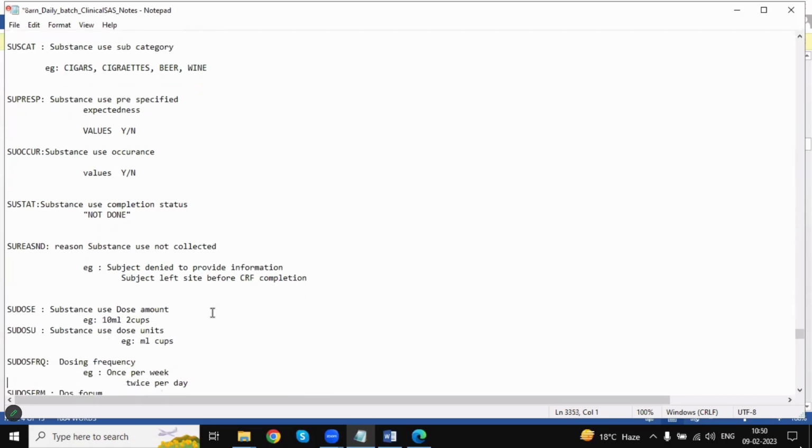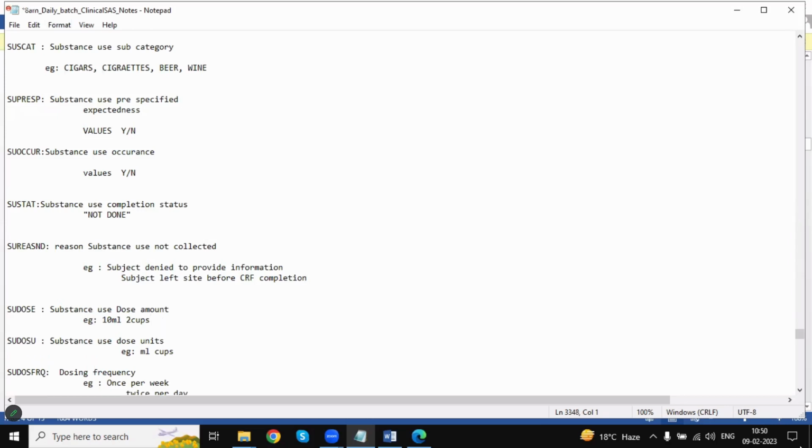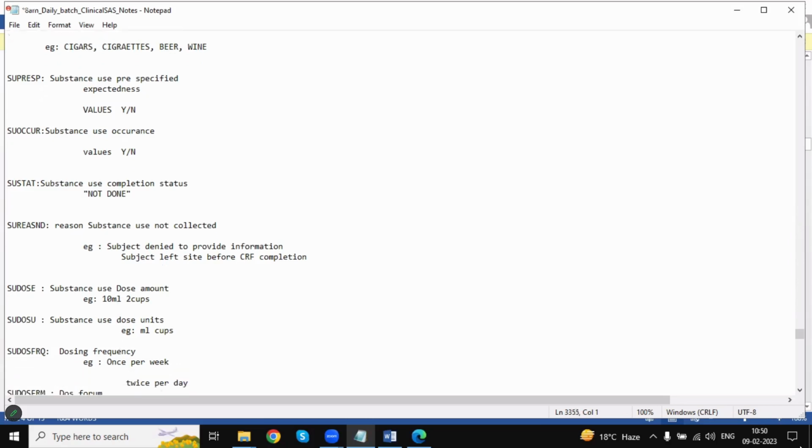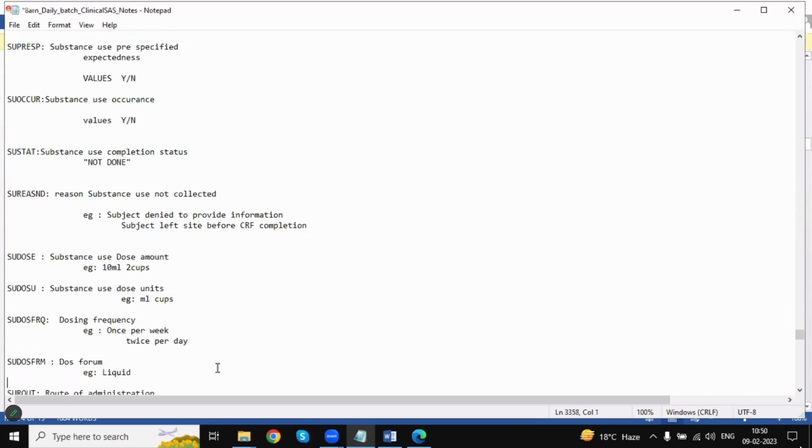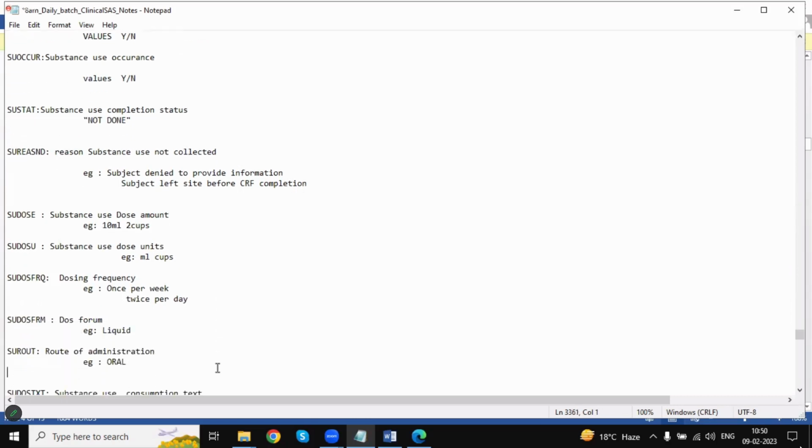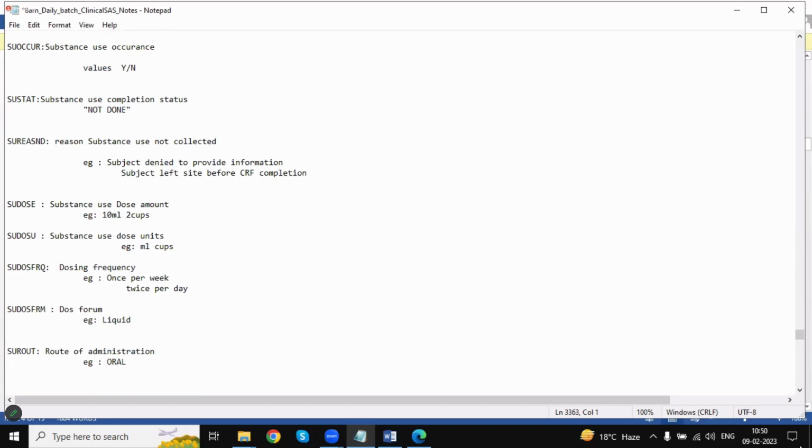And these variables we know, yes. SUDOSE, substance use dose: how much? 10 ml, 2 cups of tea, 3 cups of coffee. The units, meaning ml, cups and so on, are captured in the units variable. Frequency, dosing frequency: how frequently is it taken? Once per week, twice per week, twice per day, once per day, like that. Dose form: in which form is it taken? Liquid form. In which route is it taken? Orally, route of administration.